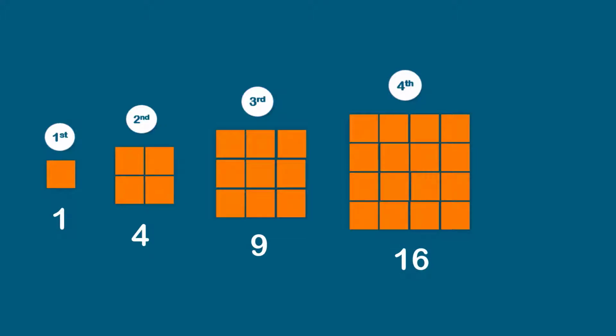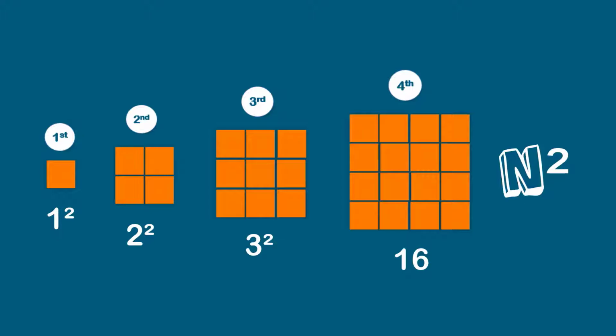So to describe the amount of blocks in each figure, we could say that the pattern is n squared, where n tells us the position of the figure. Because in the first it was 1, and then 2 squared would be 4, 3 squared would be 9, 4 squared would be 16, and so on.